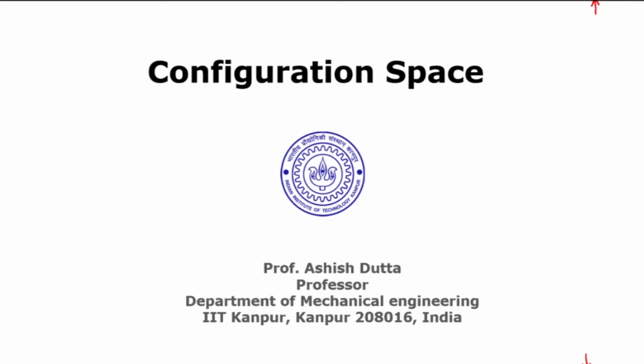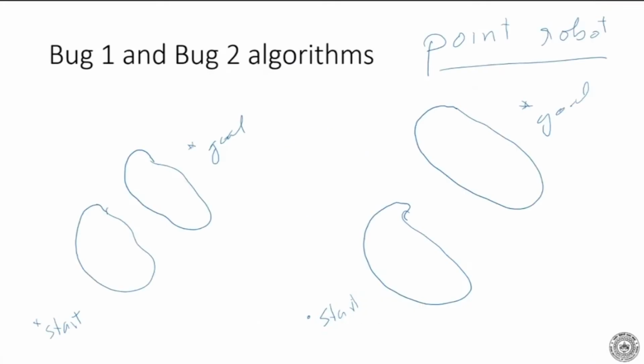So in the last class we were looking at the bug algorithm, and we saw the bug 1 algorithm, which is shown on the left hand side, and we have a start point and a goal point. A couple of points to remember here. First, the robot is a point robot, so it's a point which is moving in space. Number 2, it has some kind of sensor like a touch sensor, so it has to touch the obstacle to understand that it's an obstacle.